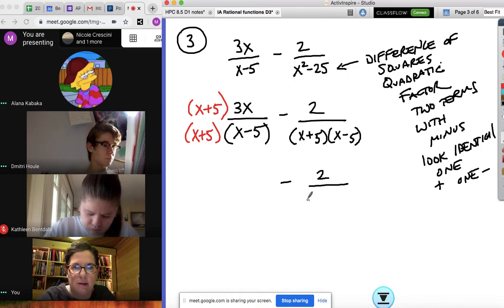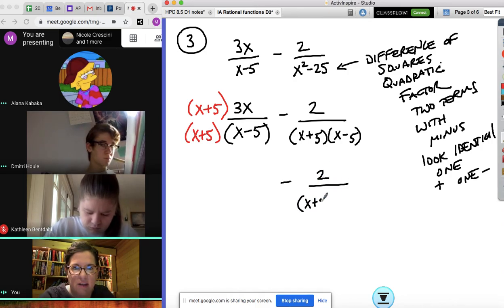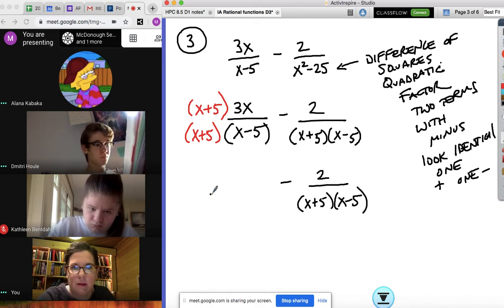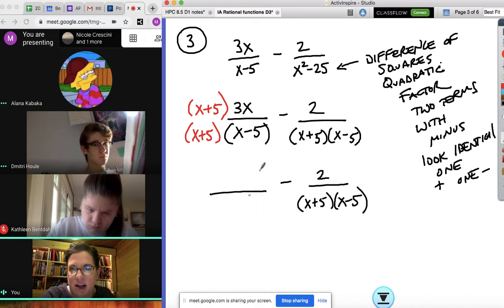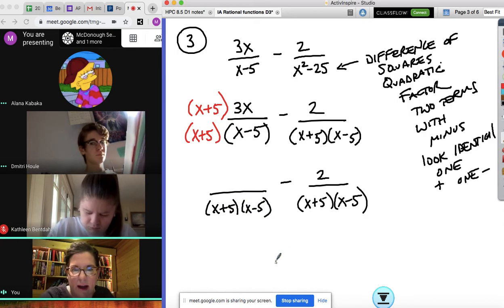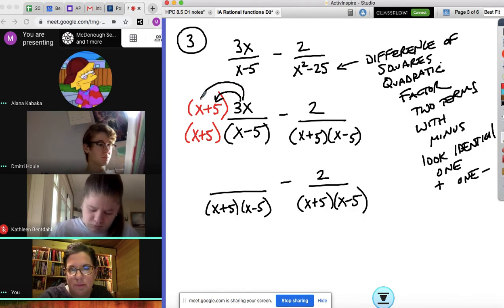Okay, I'm going to rewrite the second fraction as is. I'm not going to do anything to it yet. The first fraction, I'm just going to kind of clean that up a little bit. So my common denominator on the bottom is the x plus 5 times x minus 5. I'm just rewriting that. Now on the top, you got to clean this up. So we are multiplying x plus 5 times 3x. So we have to distribute that 3x through.